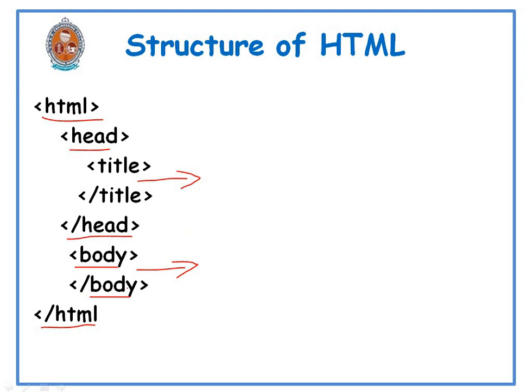Coming to the body tag, it is also a paired tag. So it contains both a starting one and an ending one. So whatever text is written inside the body tag can be displayed on the web page. So the text between the starting body tag and ending body tag describes the visible page content.